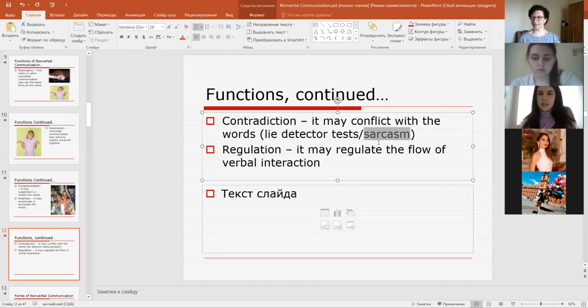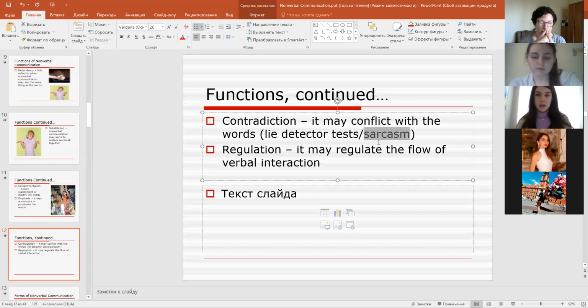Sarcasm as a figure of speech is very well connected with how you pronounce it, and it is very widely used nowadays. You may praise the person, but your facial expression, gestures, and how you say it will show that this is sarcasm. For example, many people will say "хорошо," and you understand that it's not good. Or "делай, что хочешь," and you understand that you shouldn't do it. So very often this contradiction in verbal and nonverbal communication serves to show sarcasm.